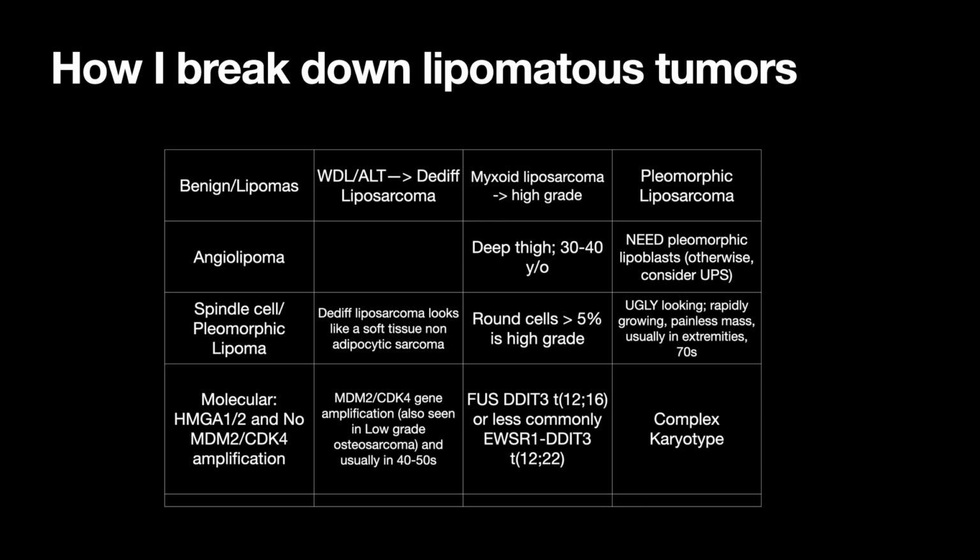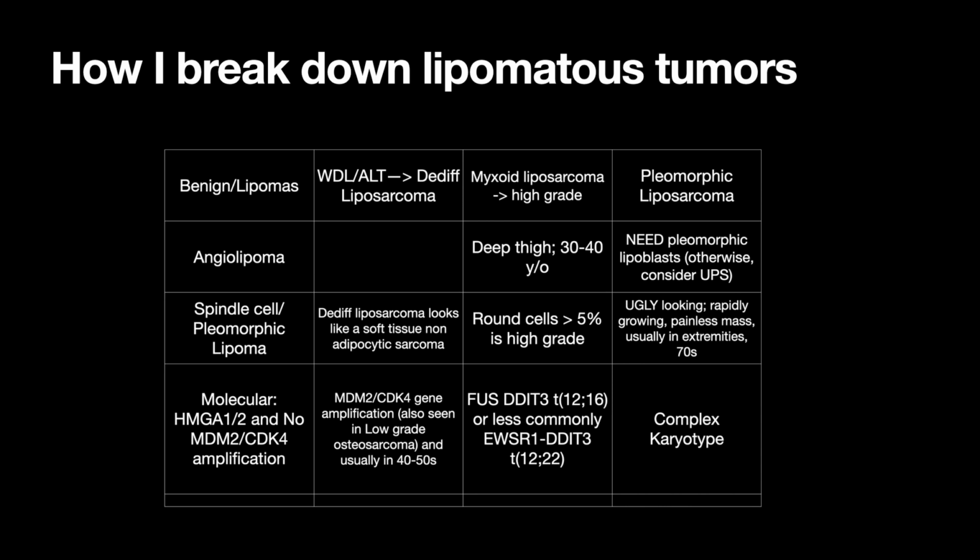Myxoid liposarcoma, you also want to think that it can become high-grade. You want to rule that out. This usually is in the deep thigh of 30 to 40-year-olds, so demographically at least our patient. You'll see bland cells with delicate chicken wire vasculature set in a myxoid background. And you want to look for round cell components: if it's greater than 5% of your cells, you want to call it high grade. And it's important to call it high grade because that increases your risk for metastasis.